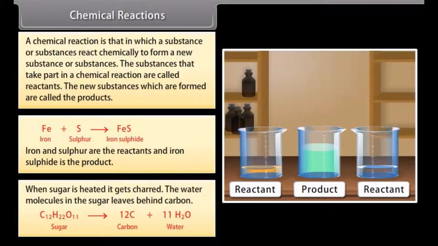When sugar is heated, it gets charred. The water molecules in the sugar leave behind carbon.